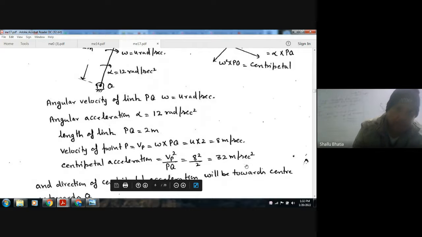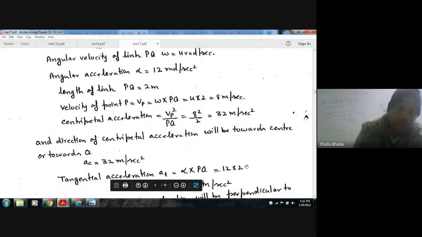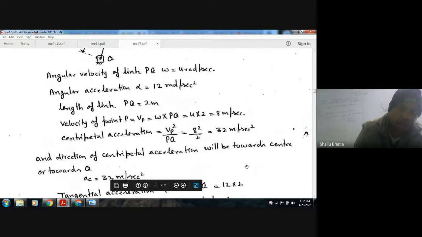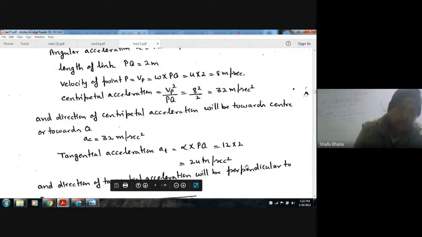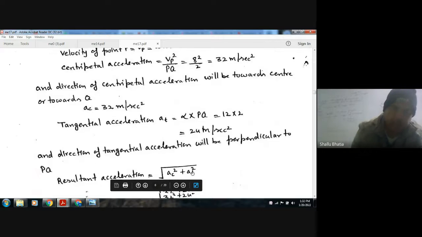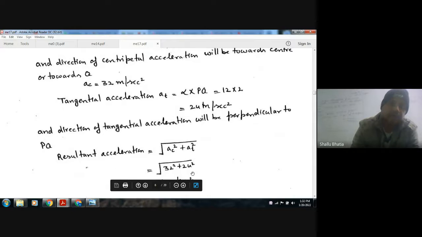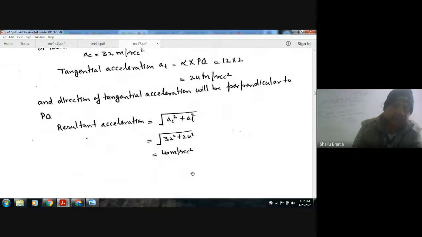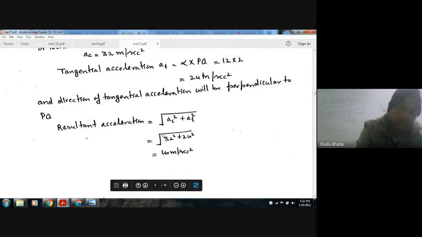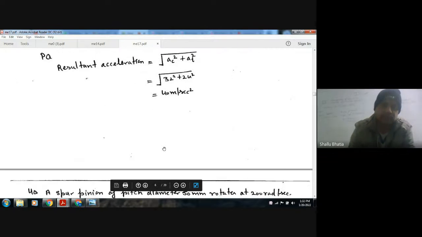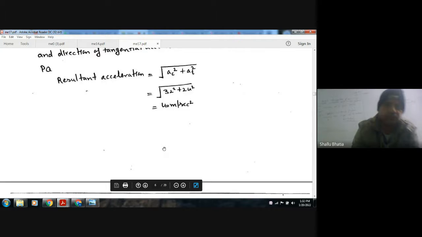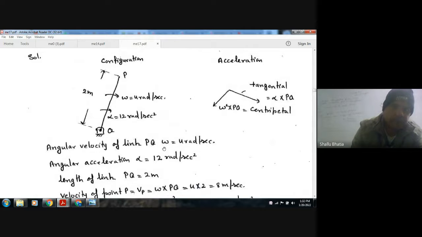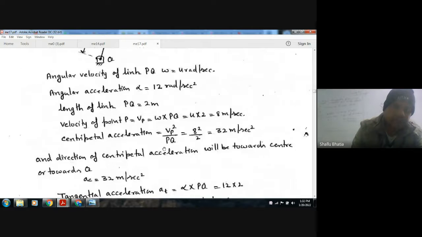And the tangential component is alpha into PQ, so 12 into 2 is 24. So by adding both of these components vectorially, we can find the resultant acceleration. So the answer is the square root of 32 square plus 24 square, that is 40 meters per second square. So the answer is 40 meters per second square.